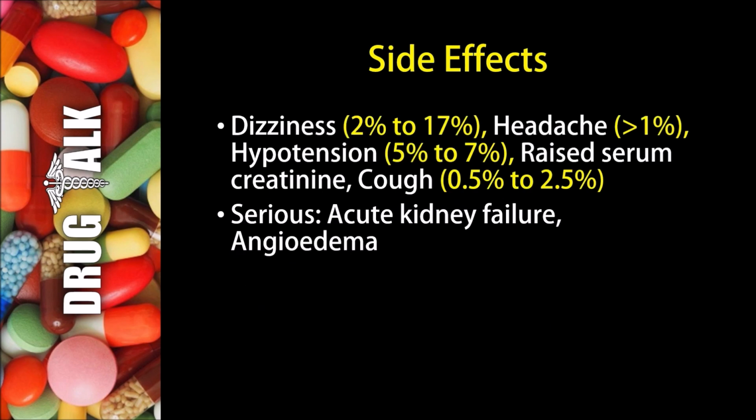Now, as with all medications, there are some side effects or adverse reactions that patients may experience while using Valsartan, so I'll go over some of those here now. 2 to 17% may experience dizziness, while over 1% may experience a headache. Hypotension or low blood pressure comes in between 5 and 7% of the time, and some patients may also experience a raised serum creatinine. 0.5 to 2.5% of patients may experience a cough. Now, some more rare but serious side effects would be acute kidney failure or angioedema.